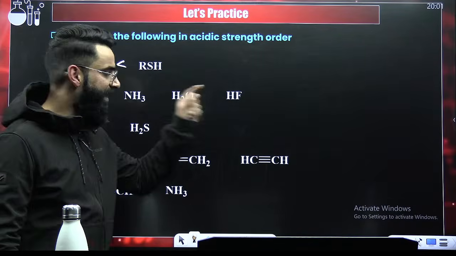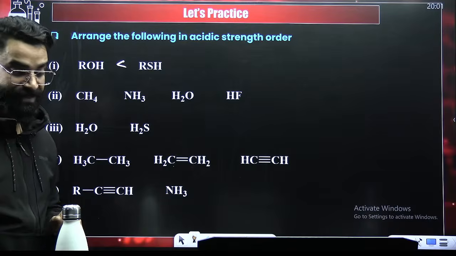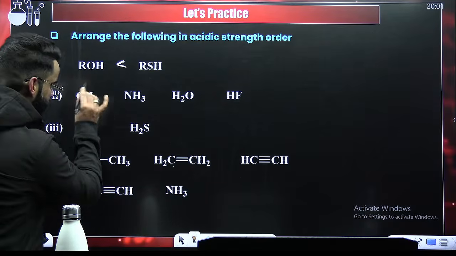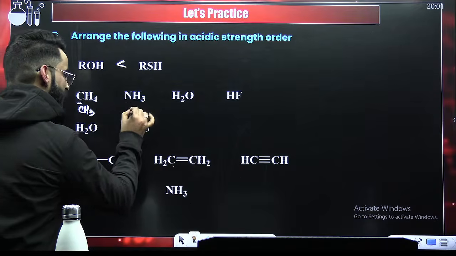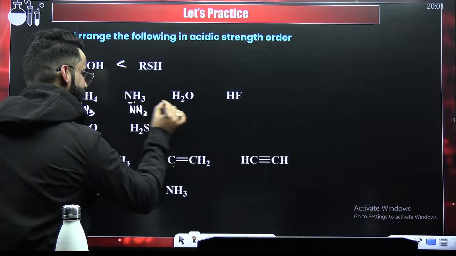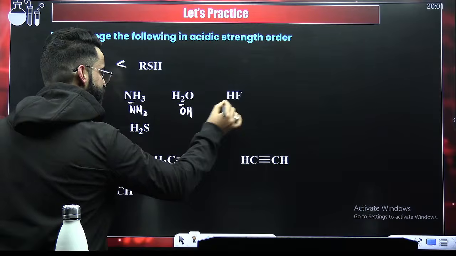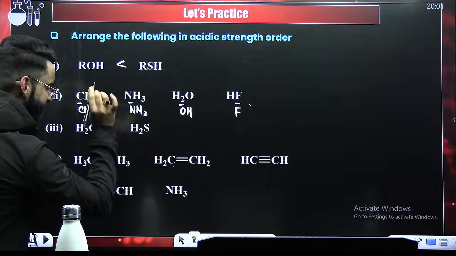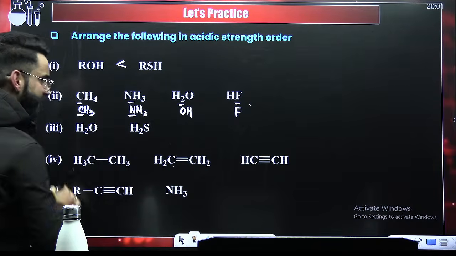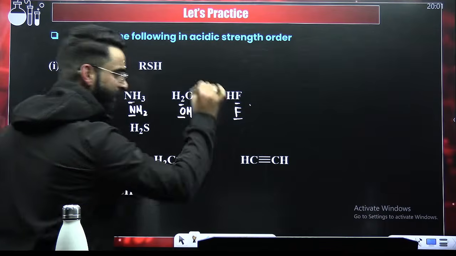Give the acidic strength here. So make their conjugate bases. Take H positive out from here, it becomes CH3 negative. Take H positive out from here, it becomes NH2 negative. Take H positive out from here, it becomes OH negative. Take H positive out from here, it becomes F negative. So these are the conjugate bases first of all. Carbon carrying negative, nitrogen carrying negative, oxygen carrying negative, fluorine carrying negative.